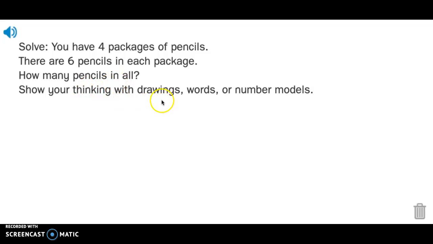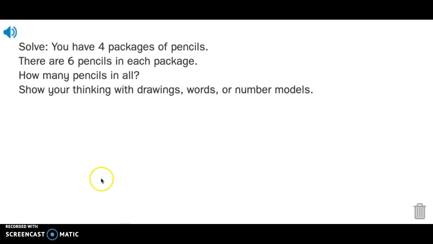So, show your thinking with drawing, words, or number model. If you're not sure, I would start with a picture. Draw your groups and draw how many go in each group, not all together. Draw this out right now. When you're done, unpause me. I will go through it together. All right, if you are back, you have solved this problem.